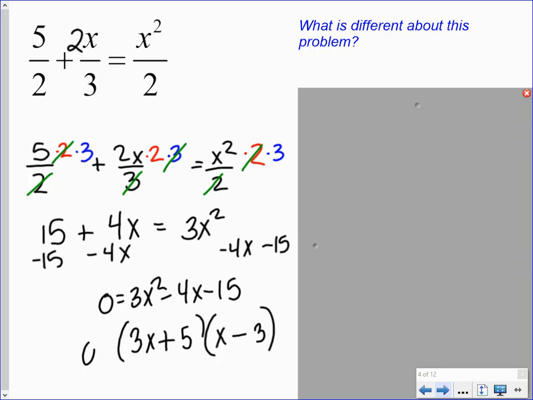And then if I set those things equal to 0, x is equal to negative 5/3, and x is equal to 3.